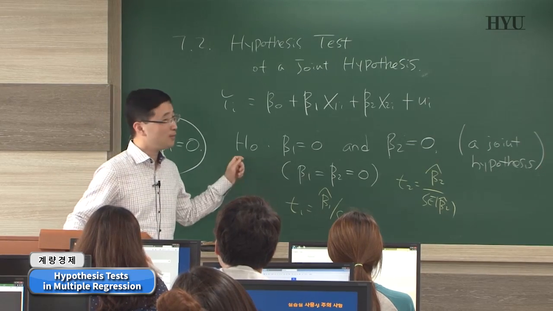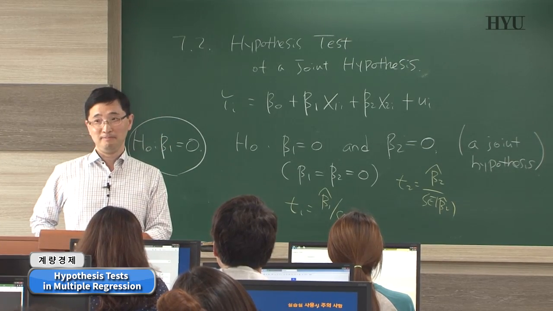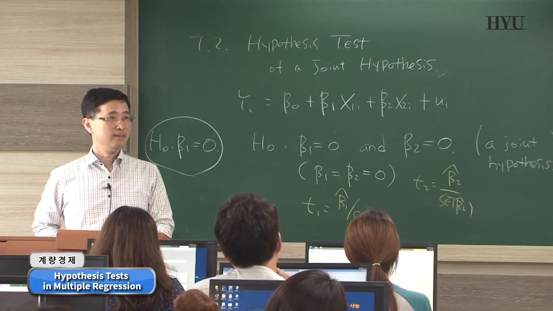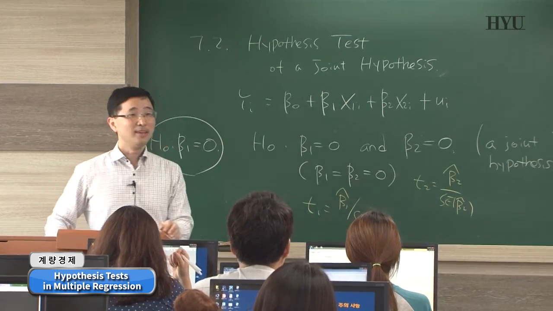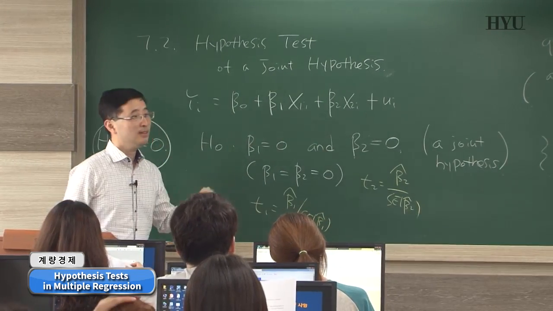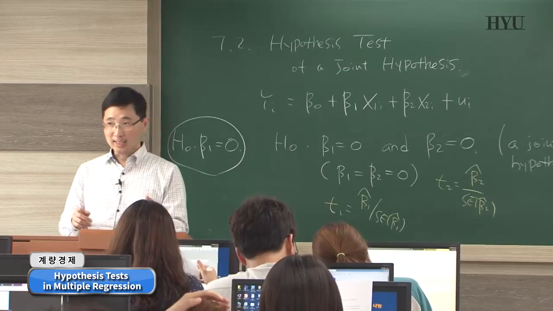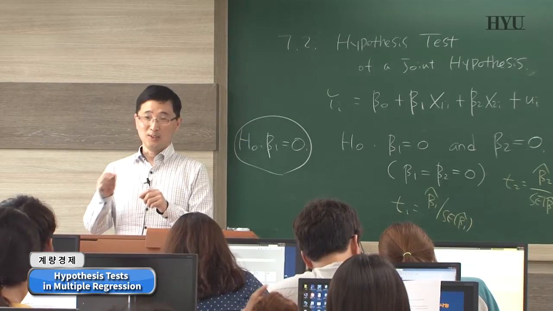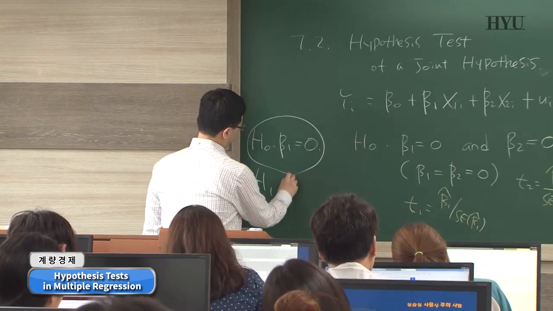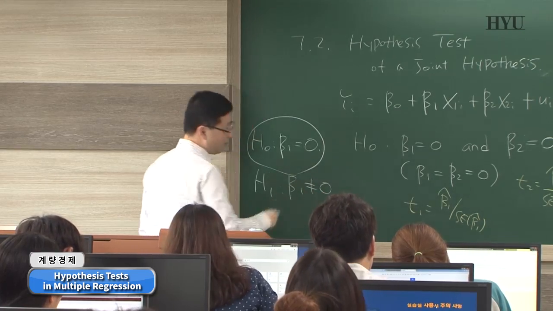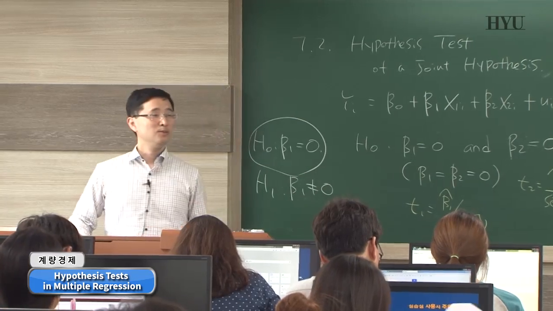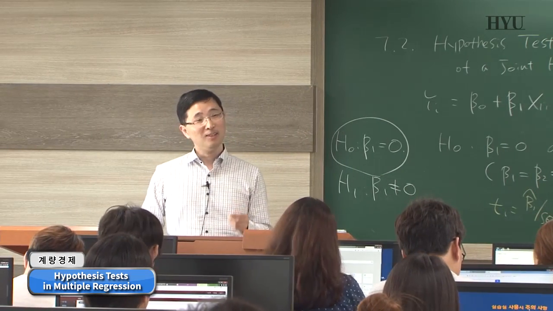Because once you reject the null, you have to think about the alternative, right? So what is the alternative hypothesis of this one? Can you write it down? So suppose that this is your null hypothesis. The alternative is anything that is not true under the null. So can you write down the alternative hypothesis of this case? For a simple hypothesis, it's very simple. Beta 1 is just nonzero. But what about this?